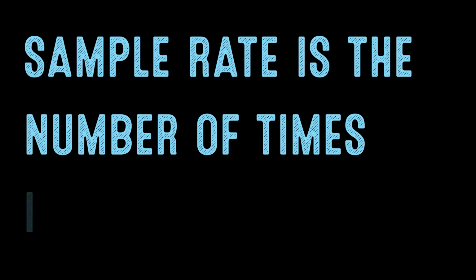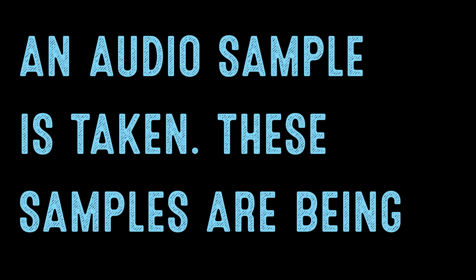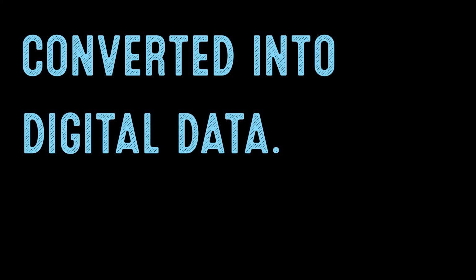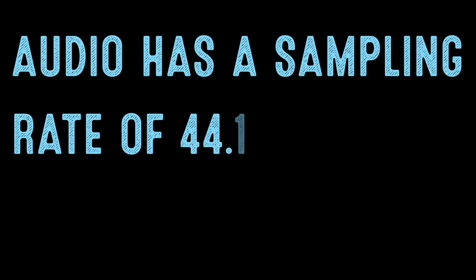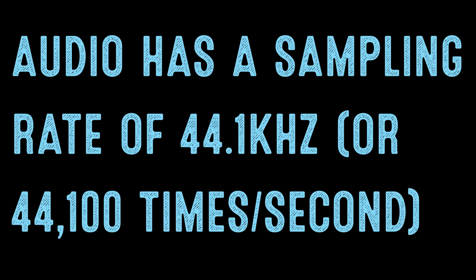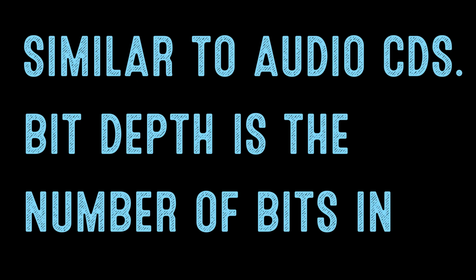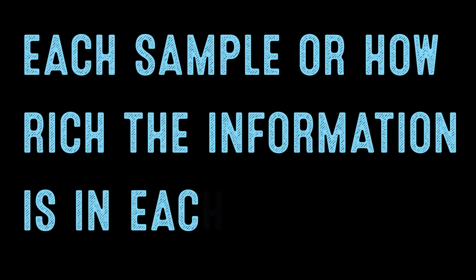The Daily Code Snippet. Sample rate is the number of times in a second that an audio sample is taken. These samples are being converted into digital data. The majority of digital audio has a sampling rate of 44.1 kilohertz, or 44,100 times per second, similar to audio CDs. Bit depth is the number of bits in each sample, or how rich the information is in each sample.